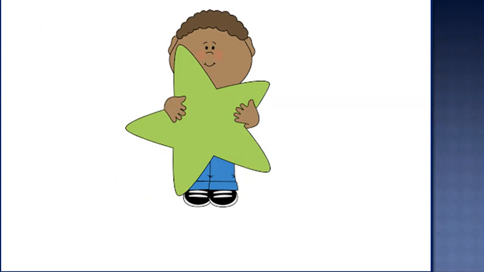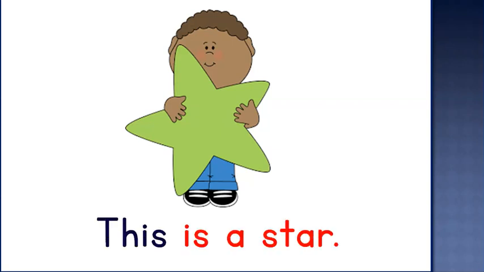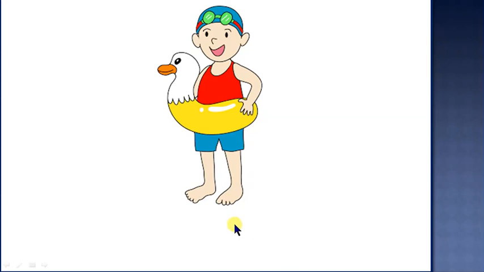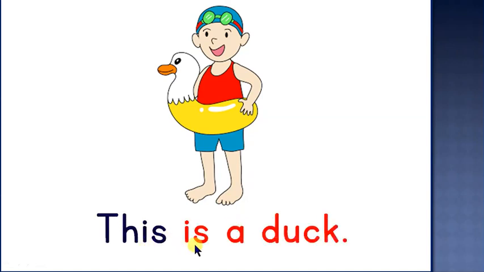This boy is holding a big star and he says, "This is a star." Repeat after me. This is a star. This boy is holding a duck and he says, "This is a duck." Repeat after me. This is a duck.